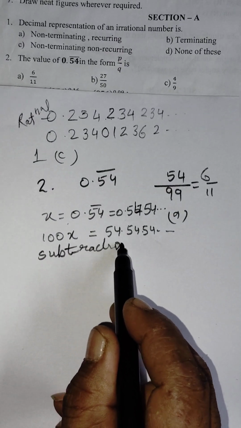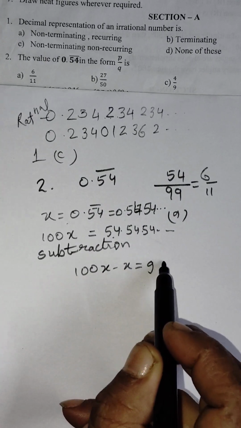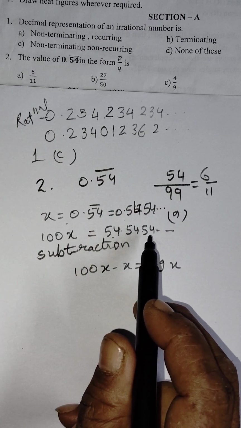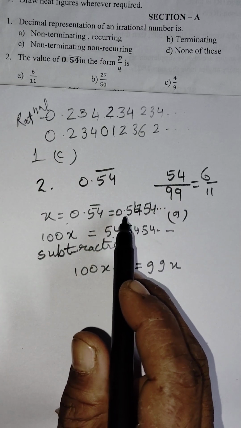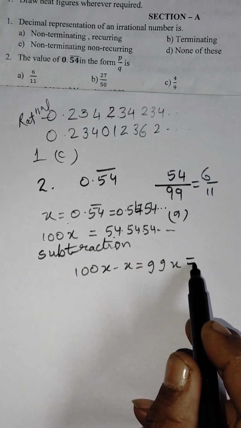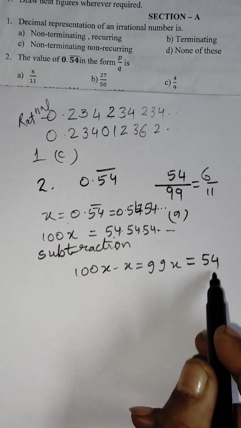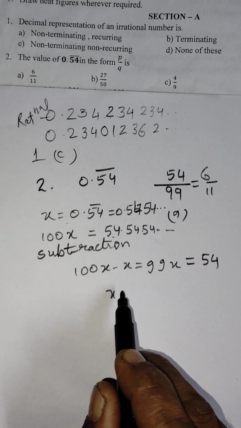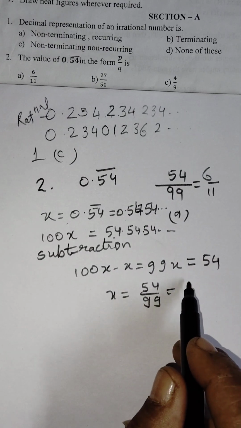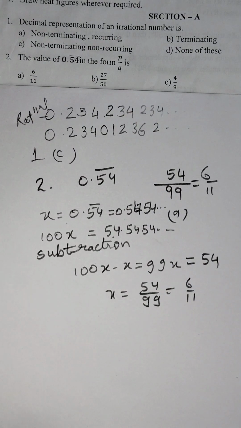Subtracting equation 1 from equation 2, 100x minus x gives us 99x. On the other side we also subtract, 54.5454 minus 0.5454. After the decimal the values are equal, so it becomes 0, and only 54 remains. So 99x equals 54, x equals 54 upon 99, and cancelling by 9 we get 6 upon 11. So this is the complete method.